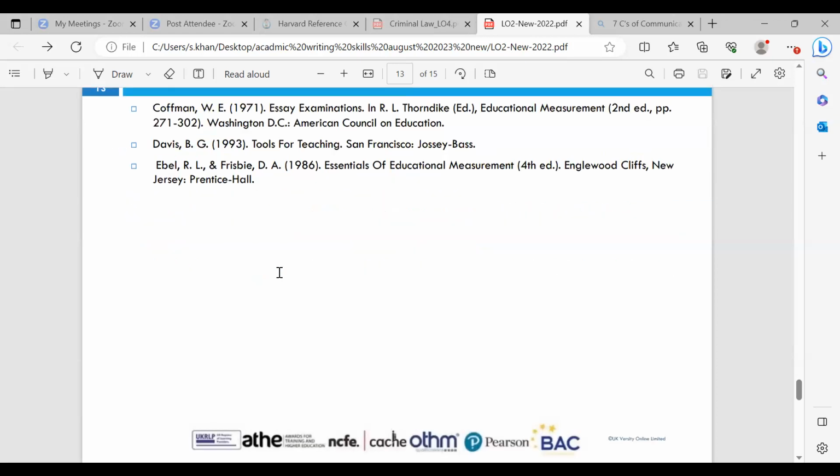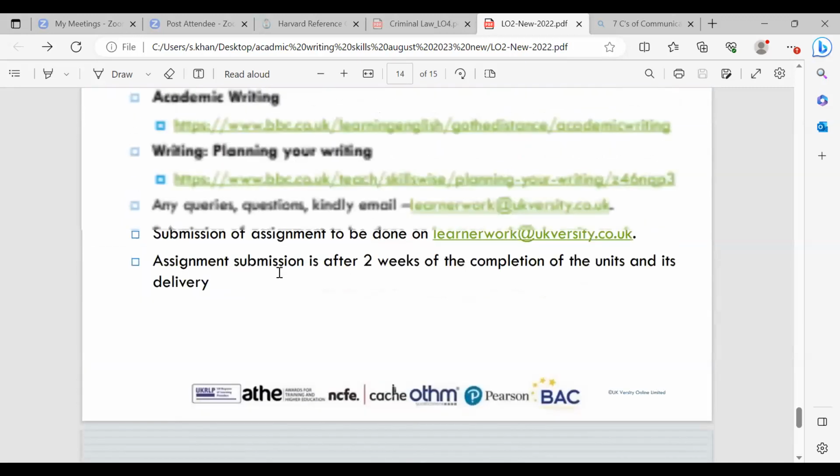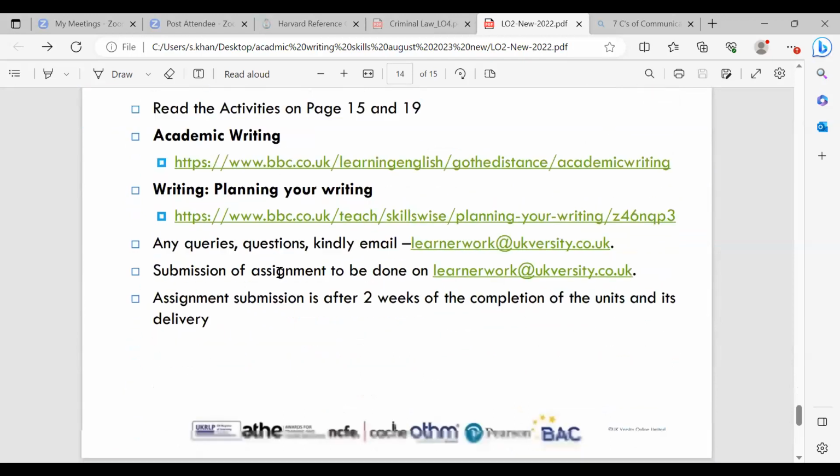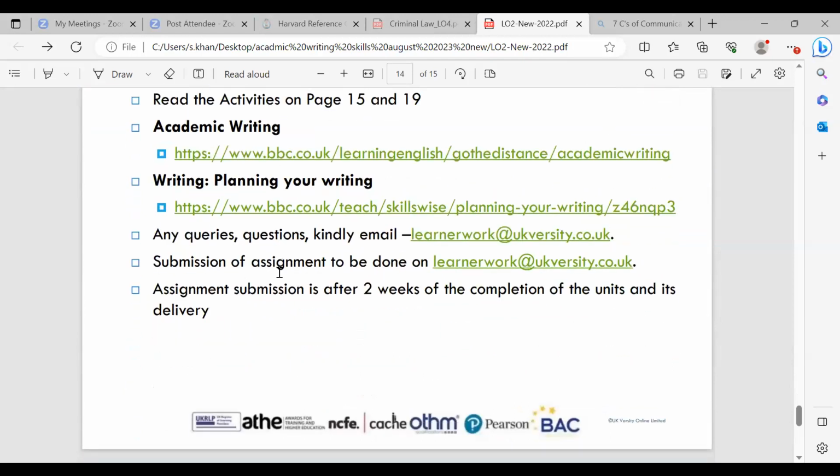So these are the resources. Also, please use Moodle. Okay, Moodle has additional resources on there for you. Read the activities on page 15 and 19 on Moodle. Academic writing, really good sources on bbc.co.uk, and writing and planning your work.